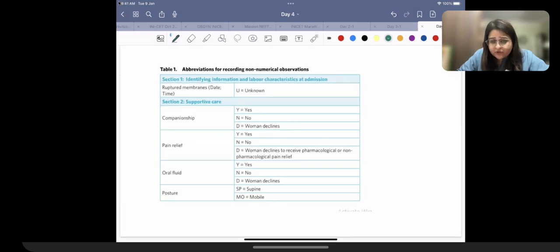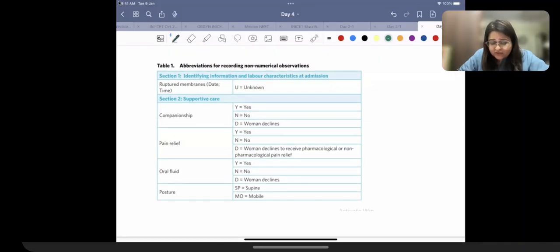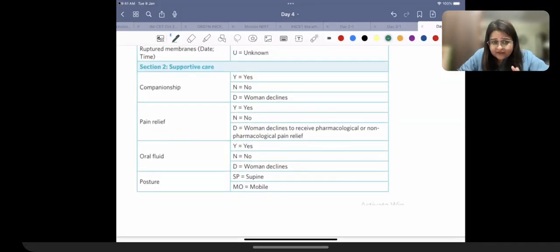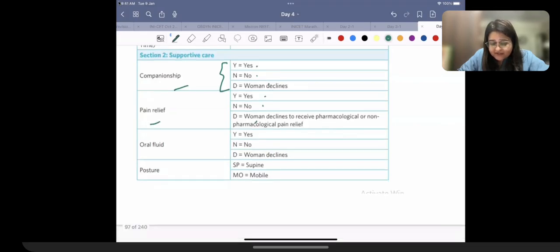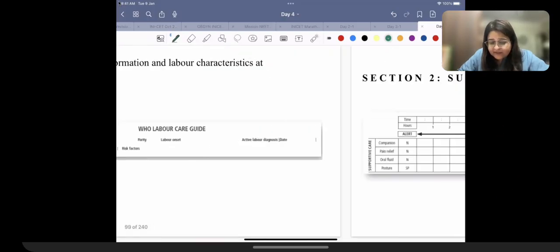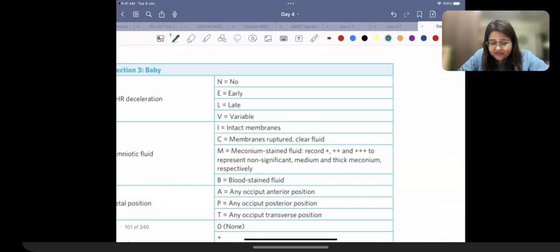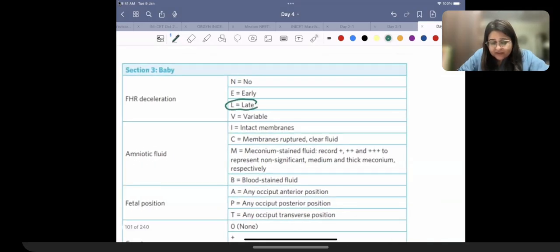So in the workbook, we won't find so much detail. But I put this in this class specifically just to make you understand what exactly the things are. Okay? So for example, these are the abbreviations for companionship. Yes, no, woman declines. Pain relief, yes, no, woman declines. Oral fluid, yes, no, woman declines. Like that. Similarly, in fetal heart rate decelerations, this is the alert one, late.